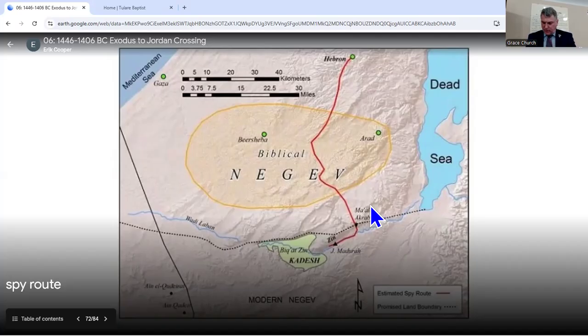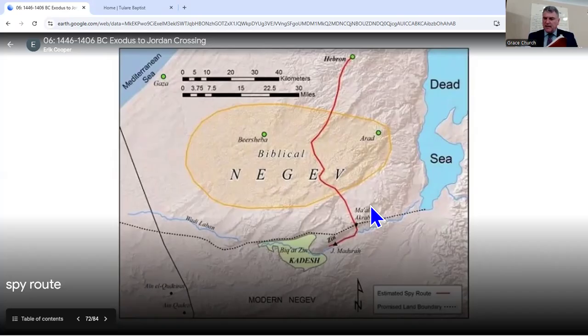Deuteronomy 1, verse 23, "The plan pleased me, and I took 12 of your men, one man for each tribe," which is just what the Lord said. Flipping back to Numbers, picking up in verse 3, "So Moses sent them from the wilderness of Paran at the command of the Lord, all of the men who were heads of the sons of Israel."